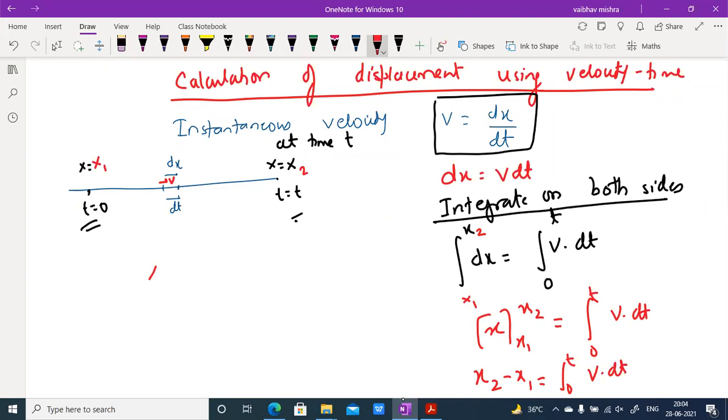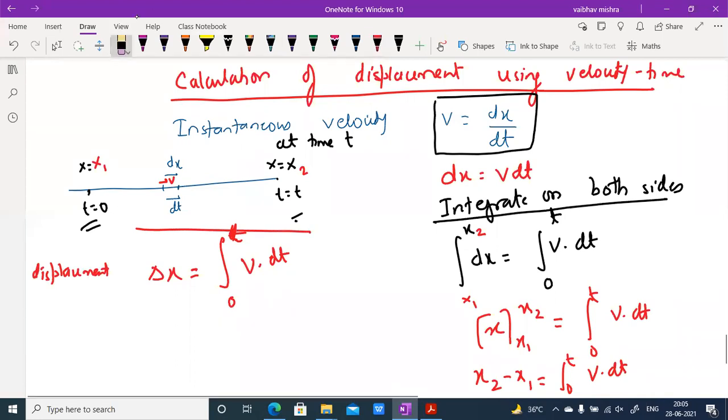x2 minus x1 क्या represent करता है? Displacement. So in any function, if we have to find displacement, we'll integrate velocity with time. Integrating velocity with time will always give displacement, and integration is also equal to the area under the graph of the velocity time function. If we have to calculate the displacement, we need to do the integration of v versus t.